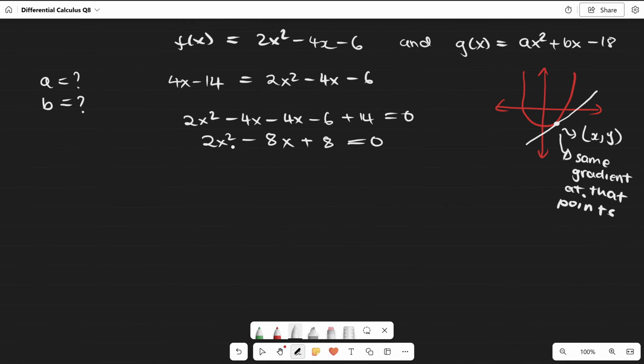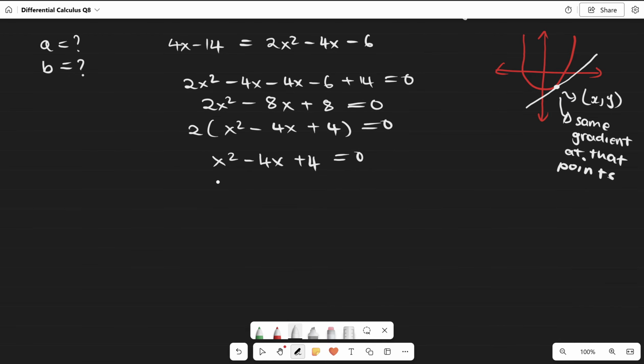So now we have a common factor 2. Can take that out. We are left with 2 times x squared minus 4x plus 4. That is equal to 0, right? So that means x squared minus 4x plus 4 is equal to 0, right? So now if you try to simplify this, we have x minus 2 squared is 0. So this is x minus 2, right? So basically our x is equal to 2.